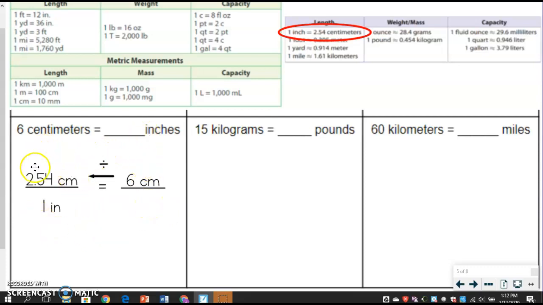So since we didn't know what to multiply by, that's why we're working backwards and dividing. You can do that for all these problems. So go ahead and take your calculator, and I want you to do 6 divided by 2.54. Go ahead and do that in your calculator.